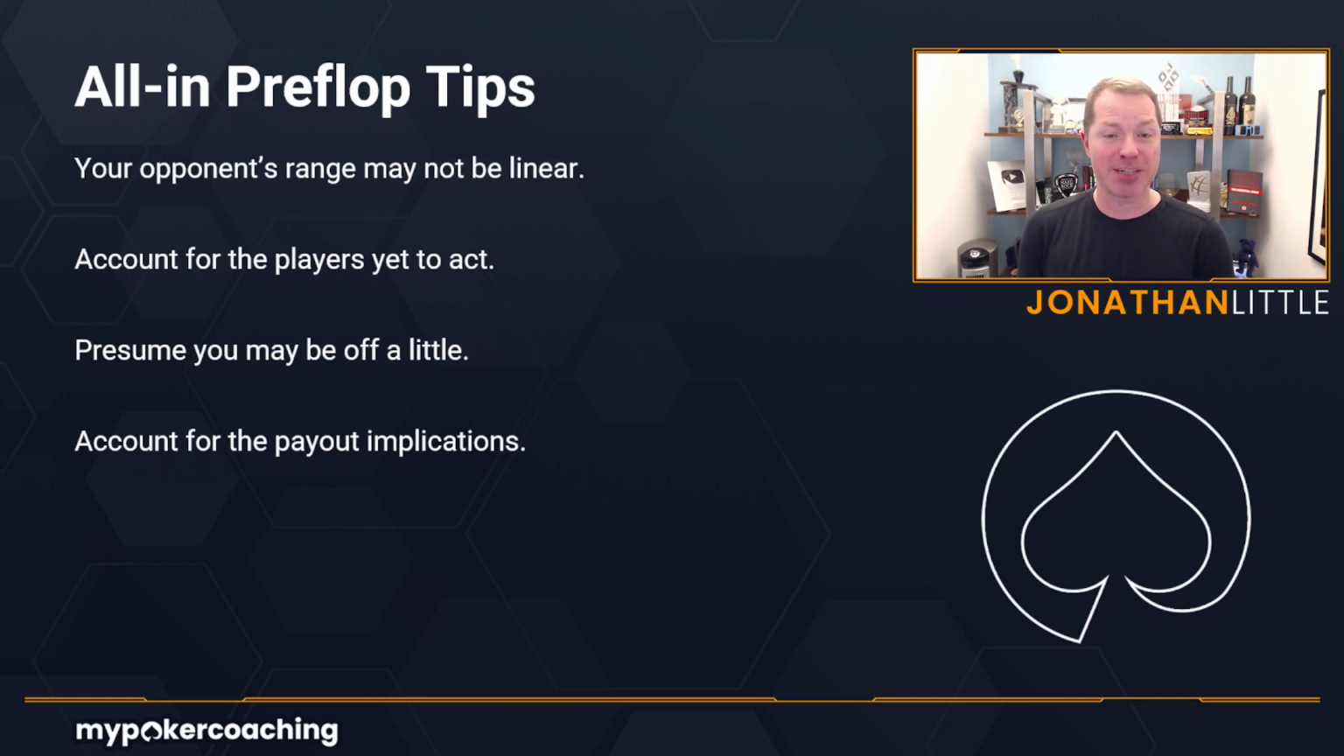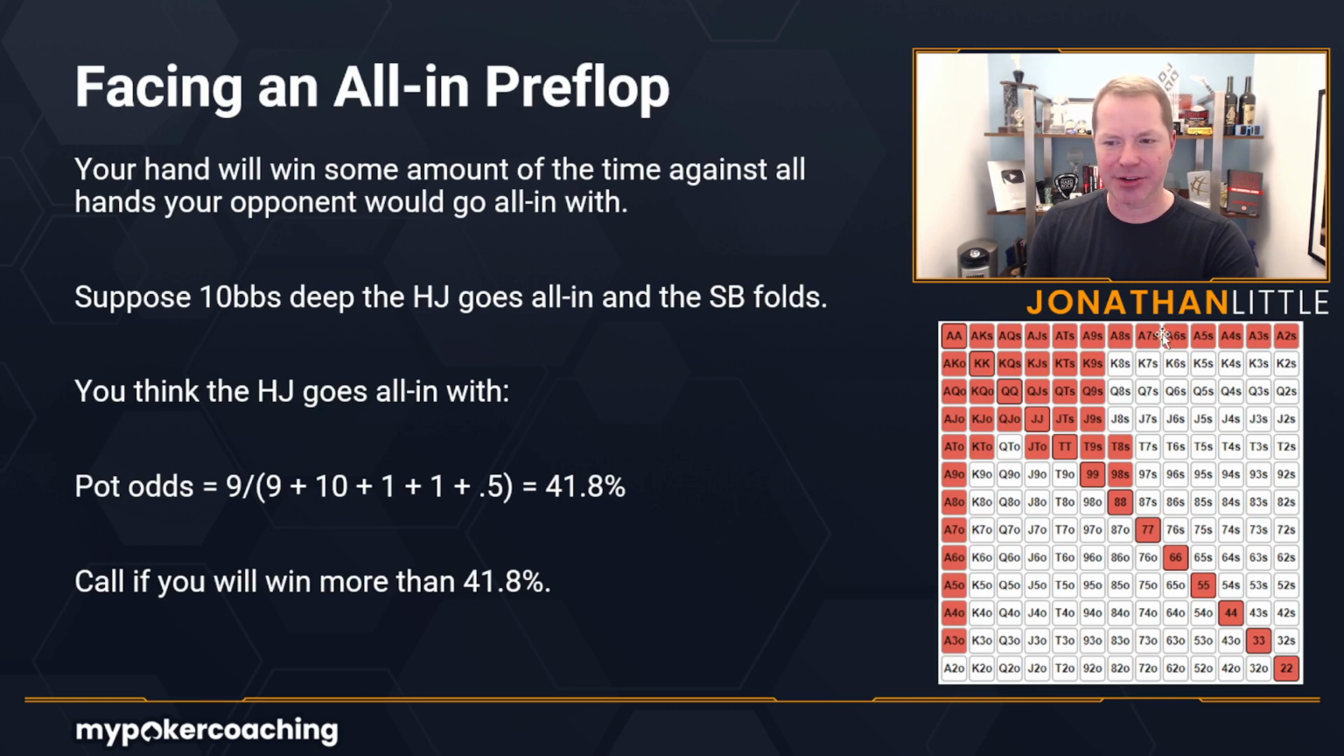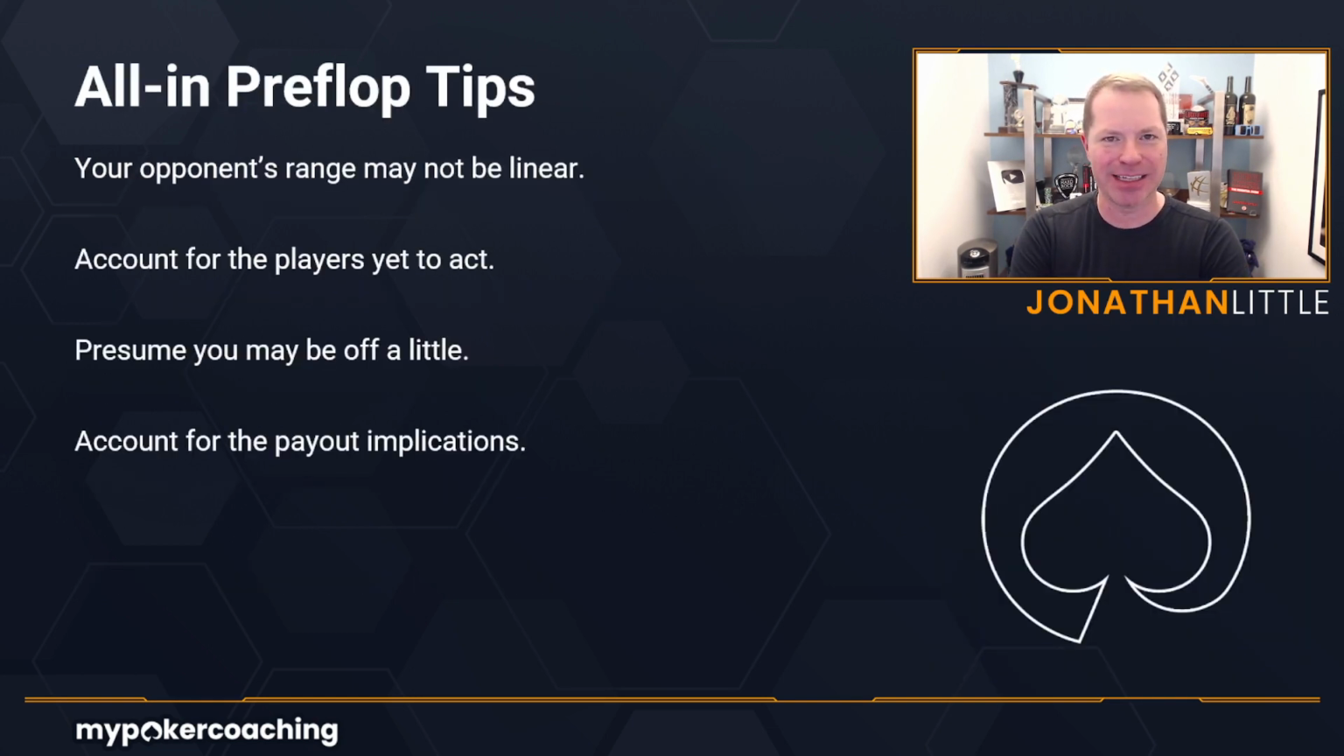Also, presume your assumptions may be off a little bit. Perhaps the opponent actually shoves a little bit tighter than this. Say they don't shove these suited connected type hands, and maybe they don't shove the weaker ace-x hands. If that's the case, your calling range will now have to be tighter because your opponent's range is stronger, right? So realize that your assumptions about your opponents may be a little bit off, and definitely make a point to account for the payout implications.